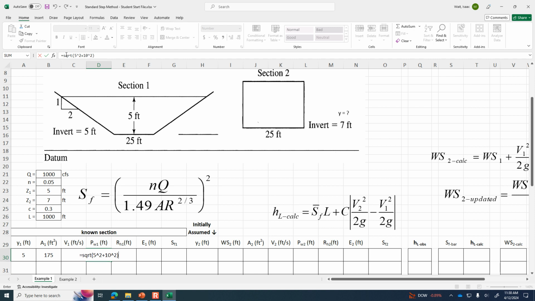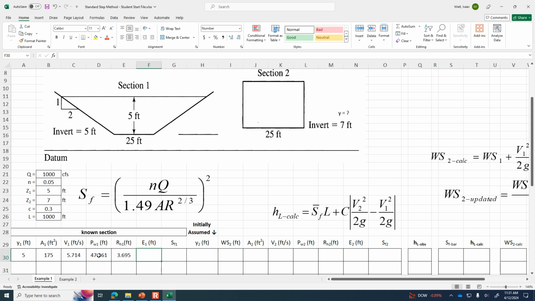And we need to multiply that by 2, because there's 1 on each side, plus 25. And that gives us the wetted perimeter of 47.361. So hydraulic radius is area divided by wetted perimeter. Okay, so we've got our hydraulic radius.